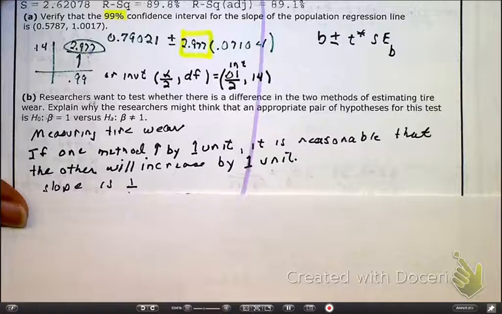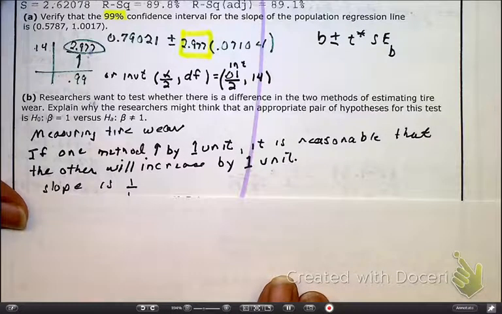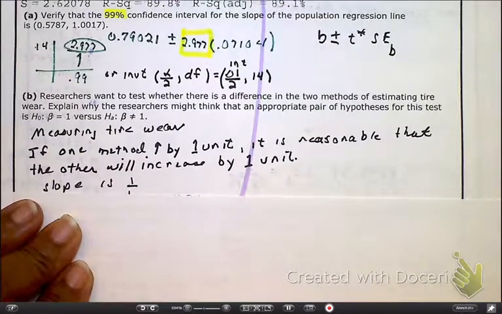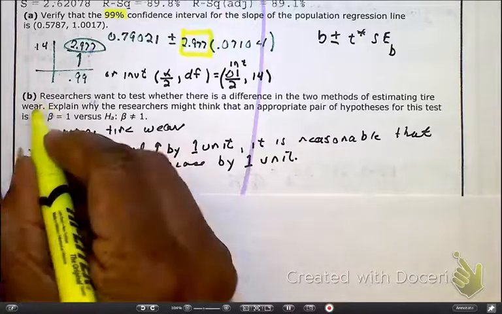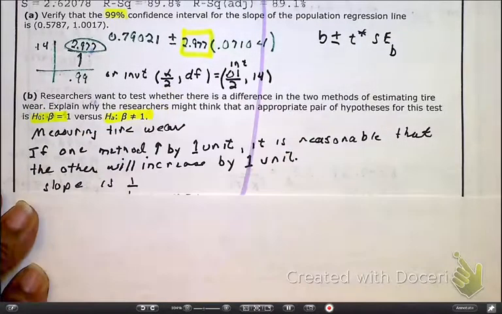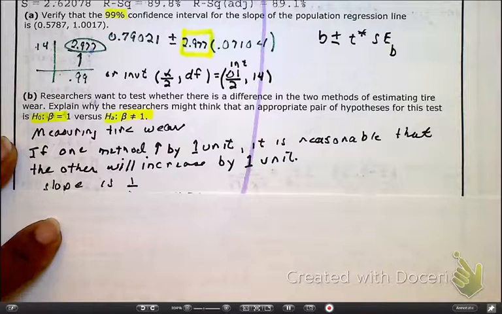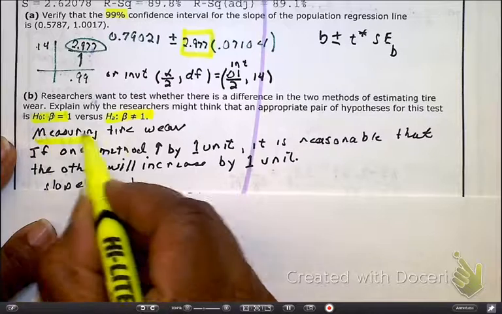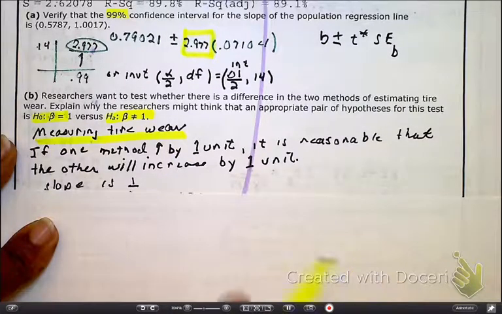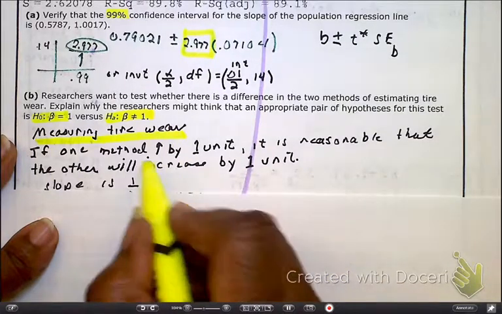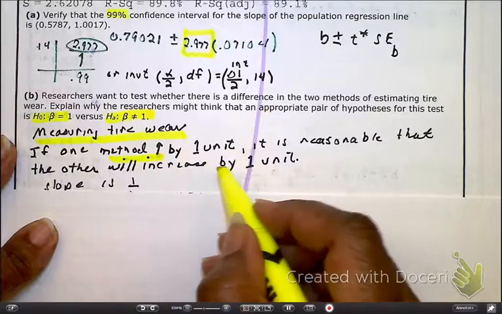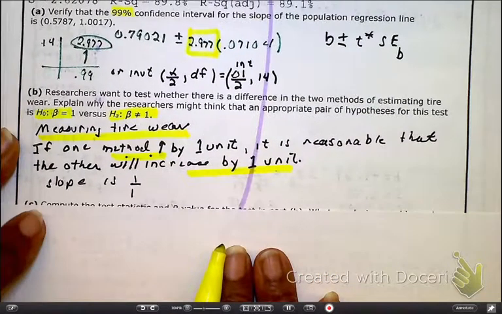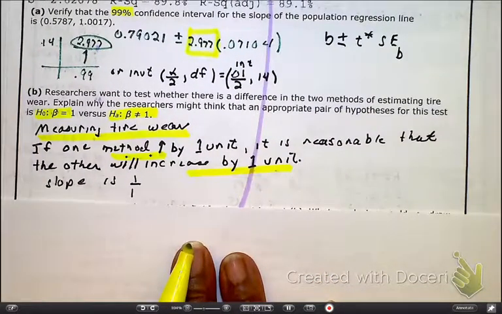So now this is a question 6 waiting to happen. The researchers want to test this hypothesis right here: that it equals 1, and the alternative that it does not equal 1. The reason for this is that what they're really looking for is a measurement of wear. They're trying to see if, as one increases a unit, it is reasonable that the other is going to increase by 1 unit. So basically we have a slope of 1/1.